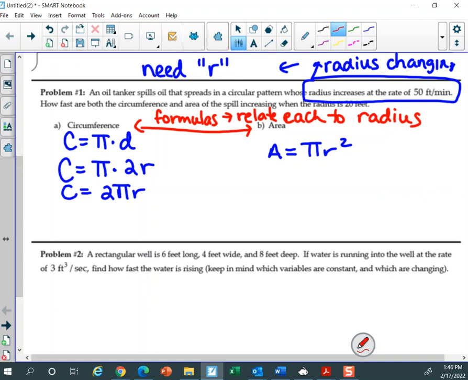I have a relationship between these variables. Now I'm going to relate their rates of change. If C equals 2 pi r, then dC/dt, the rate of change of circumference over time, equals, now got to be careful, but 2 pi is essentially just a constant. So if I have a constant times r and I'm taking the derivative, I don't need to use a product rule when I just have a constant times a variable. So dC/dt equals 2 pi times dr/dt.